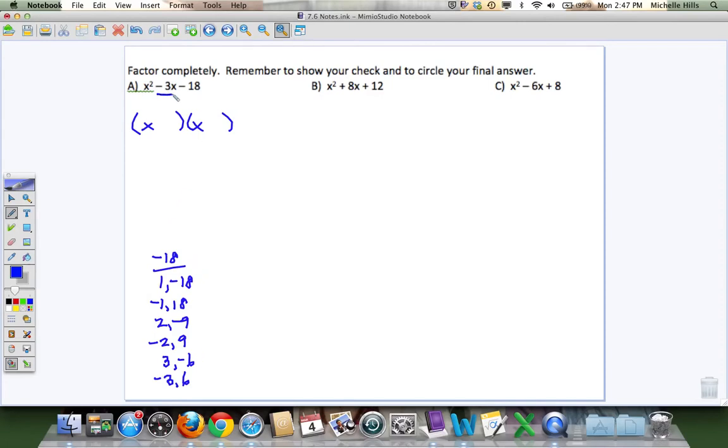I need a middle coefficient of my x of negative 3. 3 and negative 6 would give me negative 3. So x plus 3 times x minus 6. Circle this because it's my answer, but show the check. The inside part of FOIL, that positive 3 times the x, would give me the plus 3x. The outside part of FOIL, x times negative 6, would give me a minus 6x. Combining those together would give me the minus 3x that I need for that middle term.